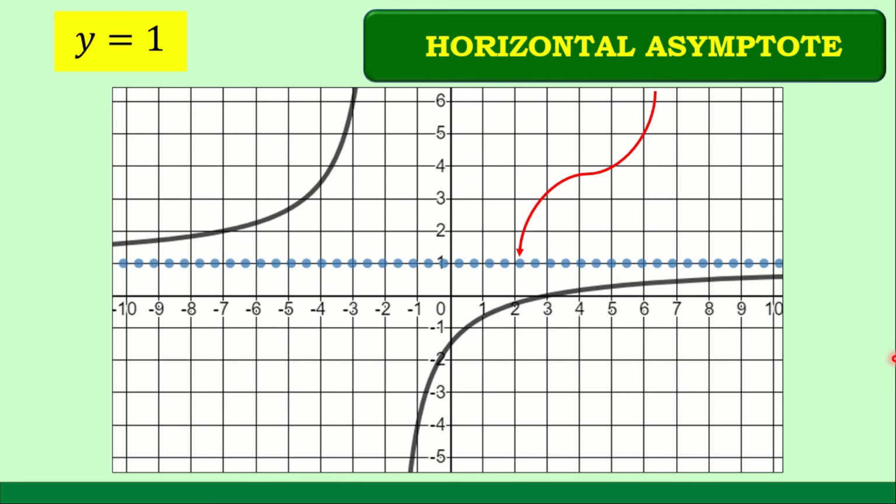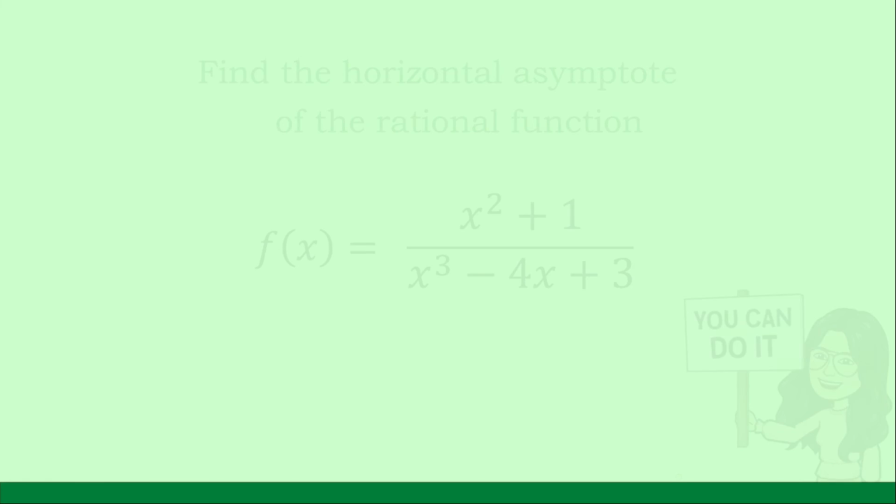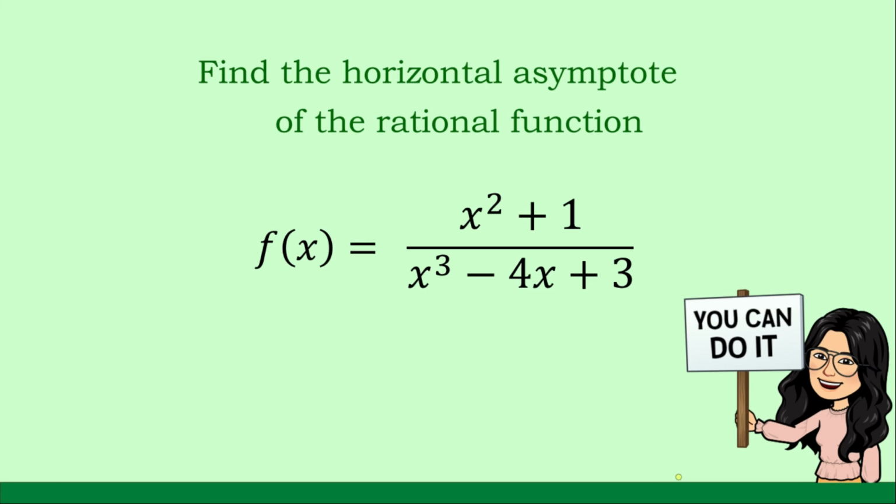Let's have the second example for you to work on, to find the horizontal asymptote of this rational function. Find the horizontal asymptote of f of x is equal to x squared plus 1 over x cubed minus 4x plus 3. Go ahead and pause the video.